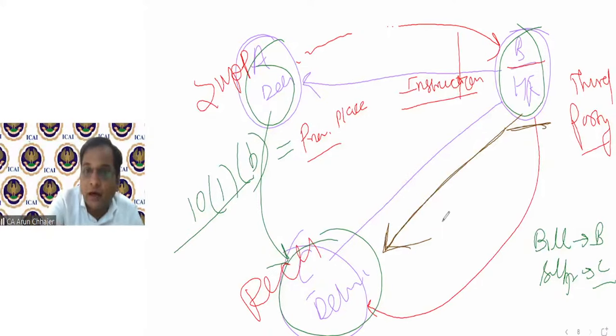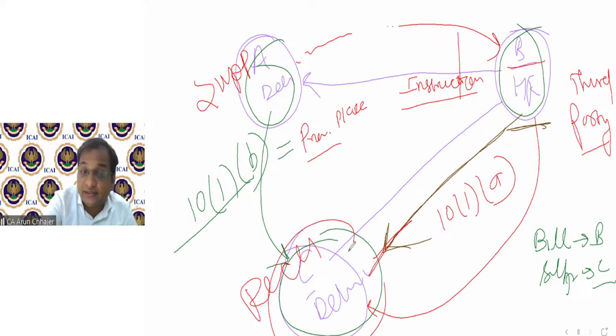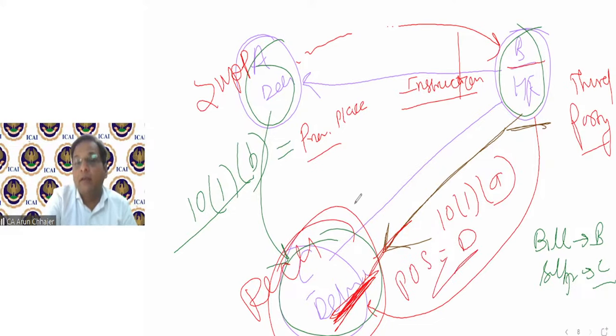The answer is according to the 10 subsection 1 clause A, where the delivery terminates. So in this case, Mr. C has actually received the goods. So the delivery is being terminated at this location. So the place of the supply becomes Delhi, and therefore it will be IGST. Is it clear to all? Bill to ship to model mein, place of the supply kya hoga and how it will be determined. Is it clear to all? Just confirm.